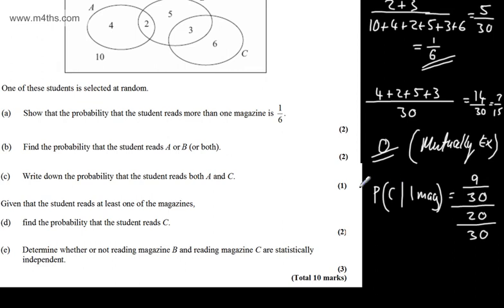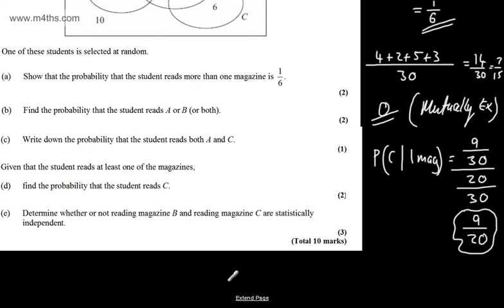So this is reading at least 1 magazine and C, and then we're going to divide that, which is going to give us now 9 over 20. So that's one way we can do it. So what we're saying now is the following. These 2 added, divided now by the total number in the ellipses. The numerators will simply be your answer, the denominators will cancel.